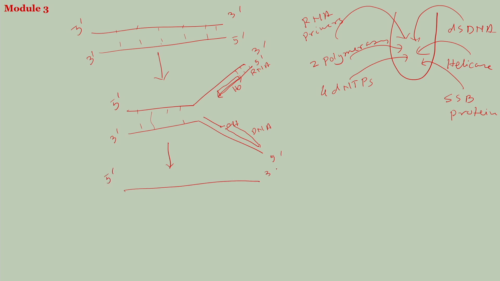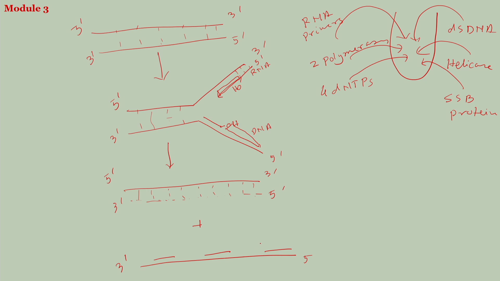5 prime to 3 prime, that is the leading strand, and you can synthesize continuously the complementary new strand, that is 5 prime to 3 prime. Plus this is your lagging strand, parent 3 prime to 5 prime, and you will synthesize the DNA in fragments.